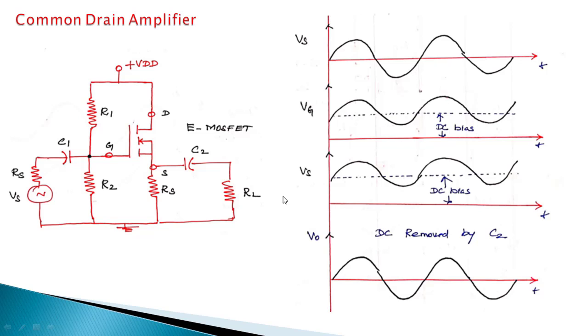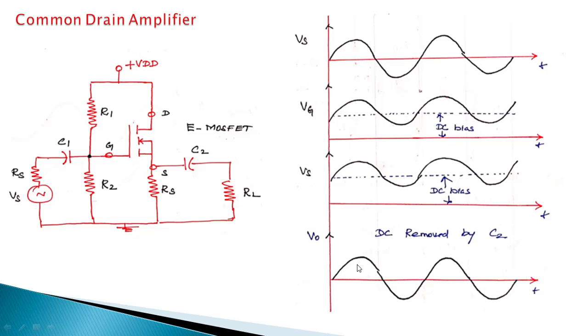Here the voltage across RS is only connected to the load, but it contains DC also. This dotted portion is DC. This DC is removed by the capacitor C2, and finally we get the sinusoidal output at the RL. In source follower, it doesn't amplify the voltage. This is a voltage waveform. Input voltage Vs is almost equal to V0.